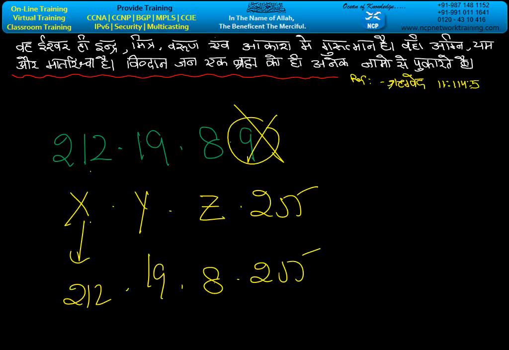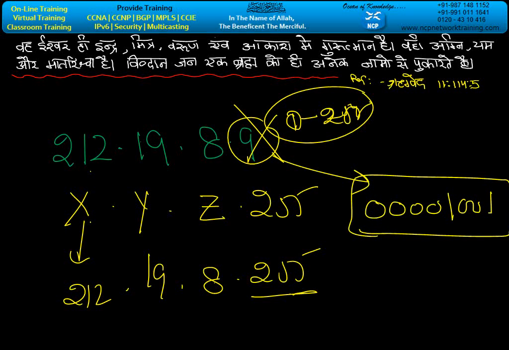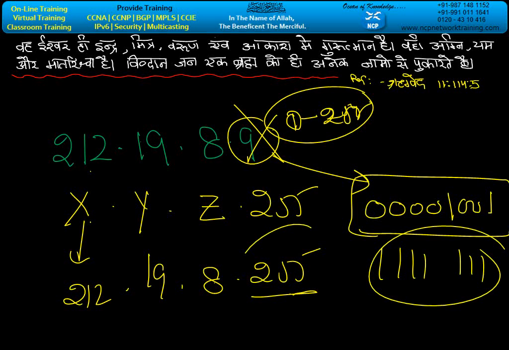Whatever number is in the last octet, if 255 is there, it's a broadcast ID. When we convert 9 into binary, it comes out as 00001001. All bits are not 0, so it's not a NID. All bits are not 1, so it's not a BID. If all the host bits are 1, the number is the BID.